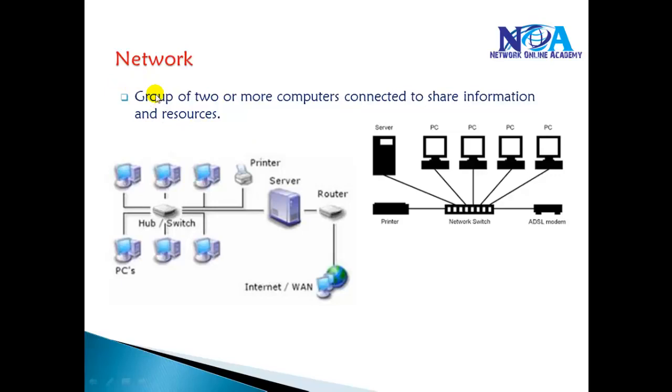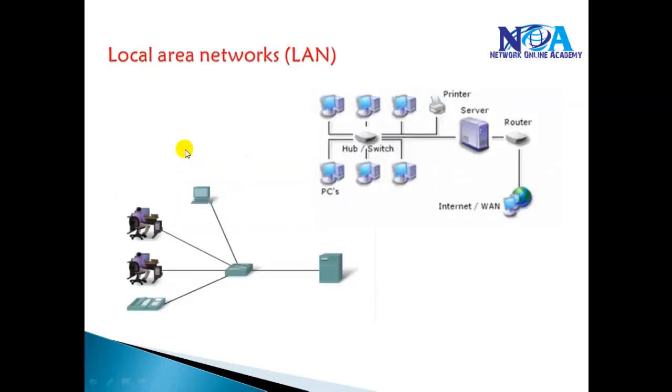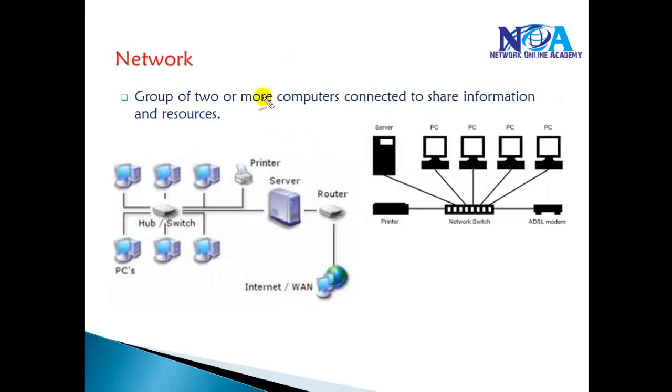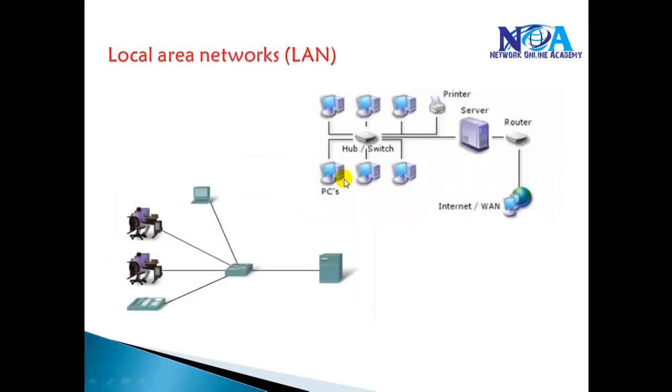So we have different types of networks again. Majorly, we have a LAN, local area network, a WAN, wide area network, a metropolitan area network, or a PAN, personal area network. We'll try to understand what the different network types are. So first, let us start with LAN, local area network.